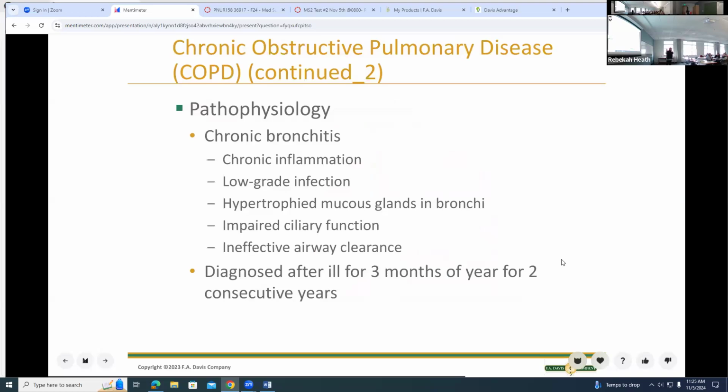So it could be from chronic bronchitis, right? That's one of the things that could put somebody in the COPD umbrella. It's like the acute bronchitis, but it lasts longer. Typically, they're diagnosed once they've been ill for 3 months out of the year, for at least 2 consecutive years. So if you keep having this bronchitis, it's not just this acute thing that happens with the virus. It happens pretty routinely for several years. And they're like, okay, now you have chronic bronchitis.